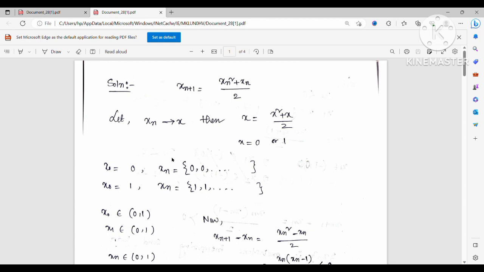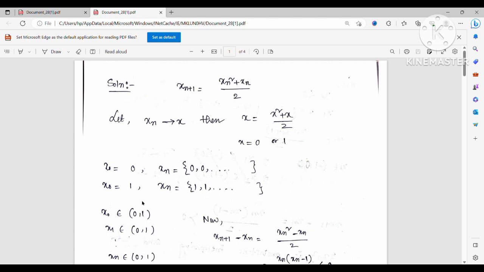So if x0 equal to 0, then x1 equal to 0 plus 0 divided by 2, which is also 0. Similarly x2 equal to 0. Similarly for all n, xn equal to 0. So it is basically a constant 0 sequence. So definitely it is convergent. Similarly, if x0 equal to 1, then also xn equal to 1 for every n. So it is a constant 1 sequence.